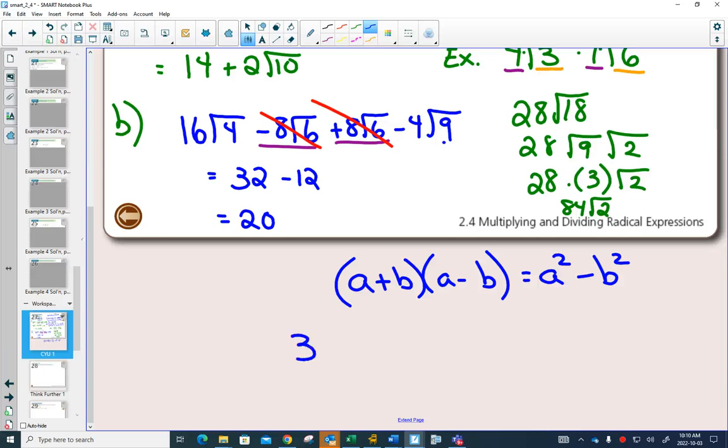So I want you to practice these right now, because this is good mental math. And do a couple. Check your answers at the end of the section to see if you're getting them right.